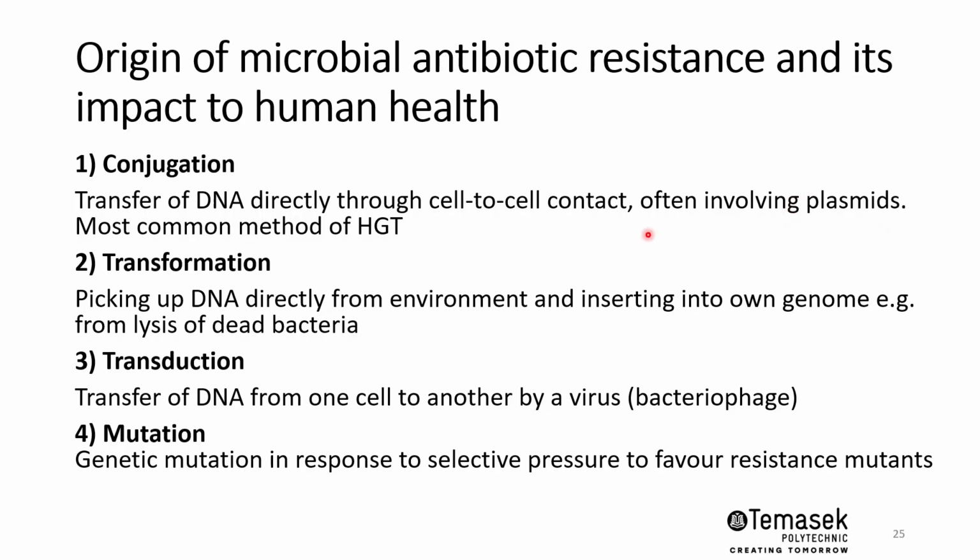Another way for horizontal gene transfer to happen is through transformation. Transformation involves picking up DNA directly from the environment and inserting it into their own genome. If you can imagine, in a population where there's a lot of lysis of dead bacteria, you have a lot of plasmids floating in the environment. Some of these DNA plasmids can be picked up by living bacteria within this population and inserted into its own genome.